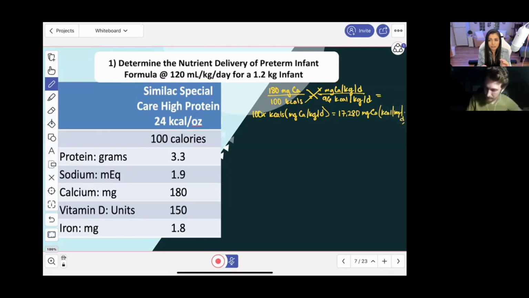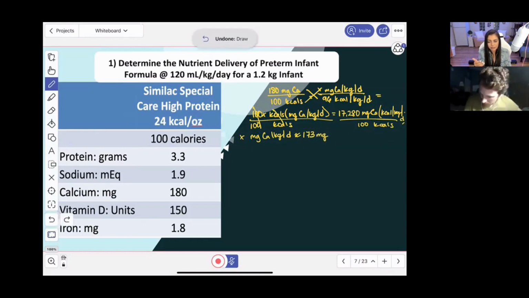And then we're going to solve for x. So we're going to divide by 100 kcals. And then the kcals are going to cancel out. Hundreds are going to cancel out. We're going to be left with x milligrams of calcium per kilogram per day. And that's going to equal approximately 173 milligrams of calcium per kilogram per day because the kcals cancel out. Beautiful.